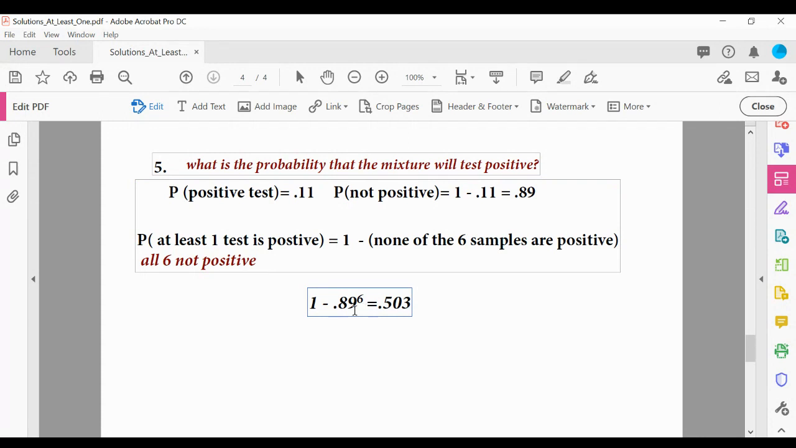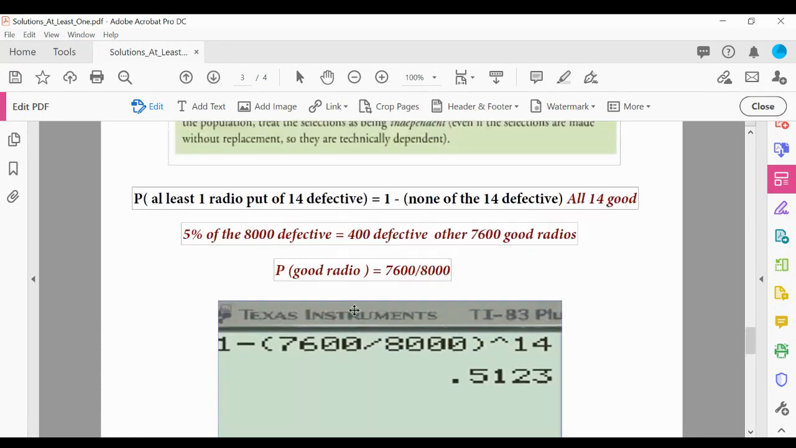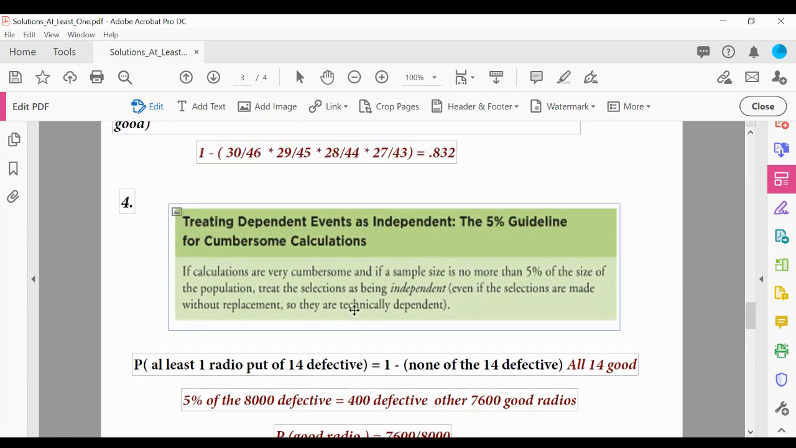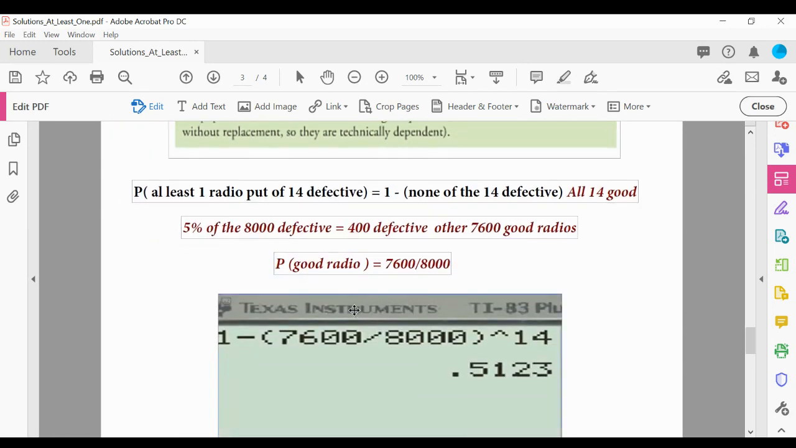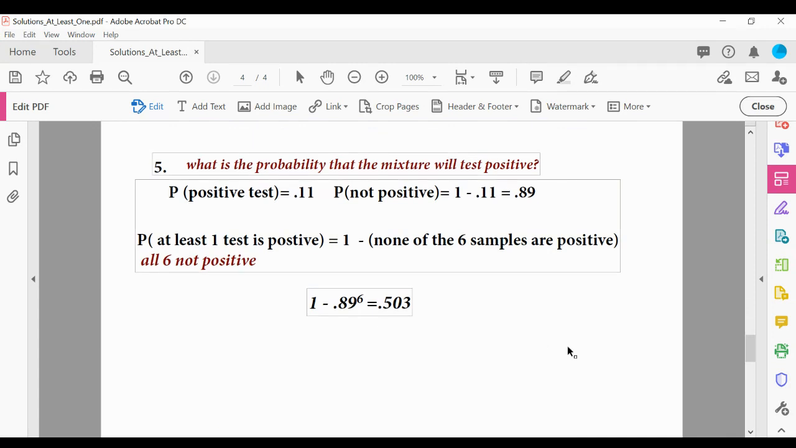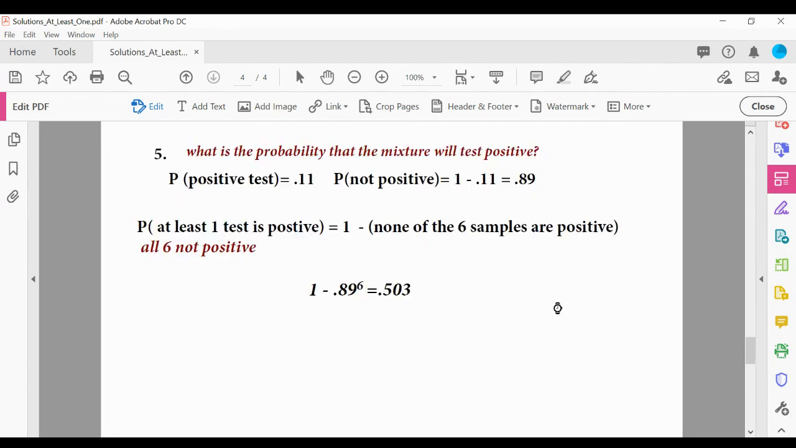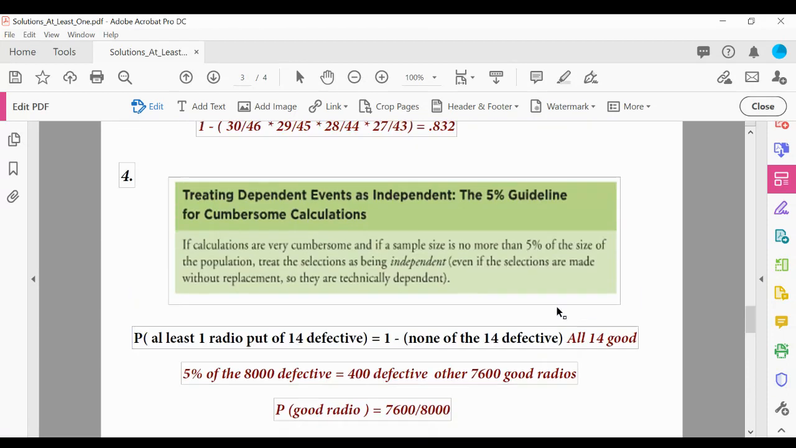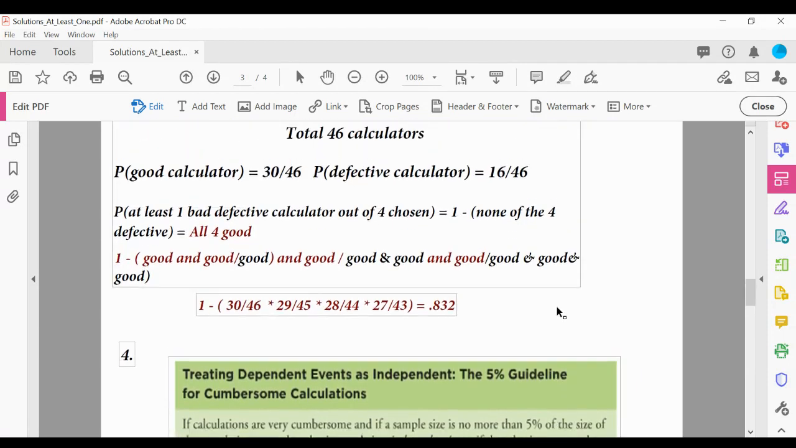Now, once again, you say to yourself, why aren't I subtracting like I did back in problem number 3? Well, we're given percentages. I'm not given a raw count. I can't say 0.89 for the first person, 0.88 for the second, and 0.87 for the third. One percentage point and one person are not the same thing. So I'll say this again: you actually catch a break when they give you percentages, because you can use that same 0.89 six times, or raise it to the sixth power. So 1 minus 0.89 raised to the 6th is 0.503.